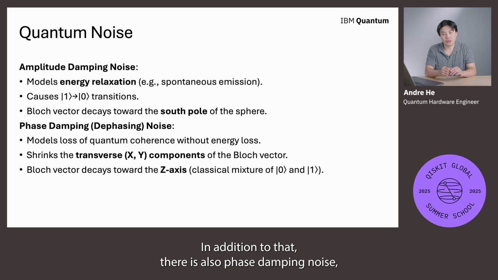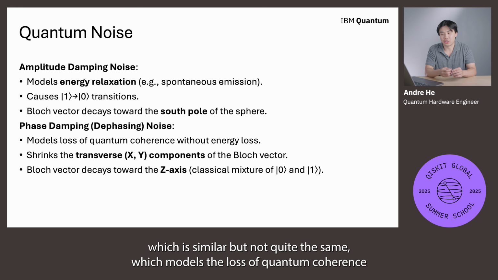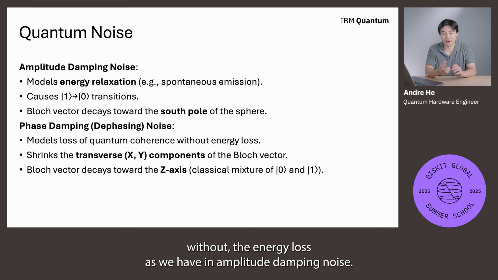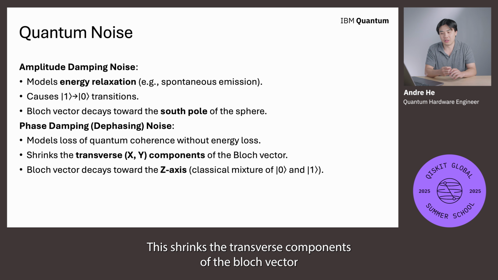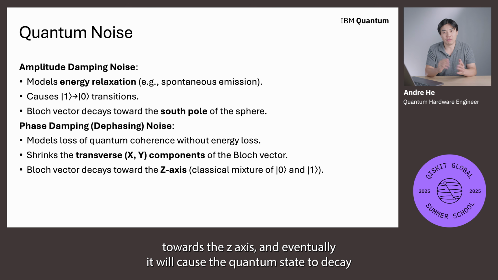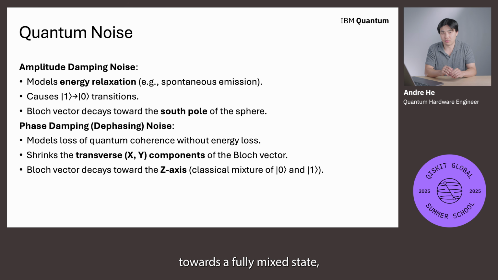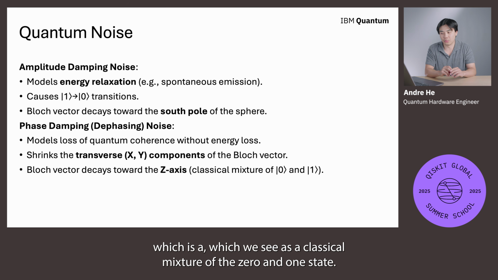In addition to that, there is also phase damping noise, which is similar but not quite the same. It models the loss of quantum coherence without the energy loss, as we have in amplitude damping noise, and it's more of a purely quantum form of noise. This shrinks the transverse components of the Bloch vector towards the z-axis, and eventually it will cause the quantum state to decay towards a fully mixed state, which we see as a classical mixture of the 0 and 1 state.